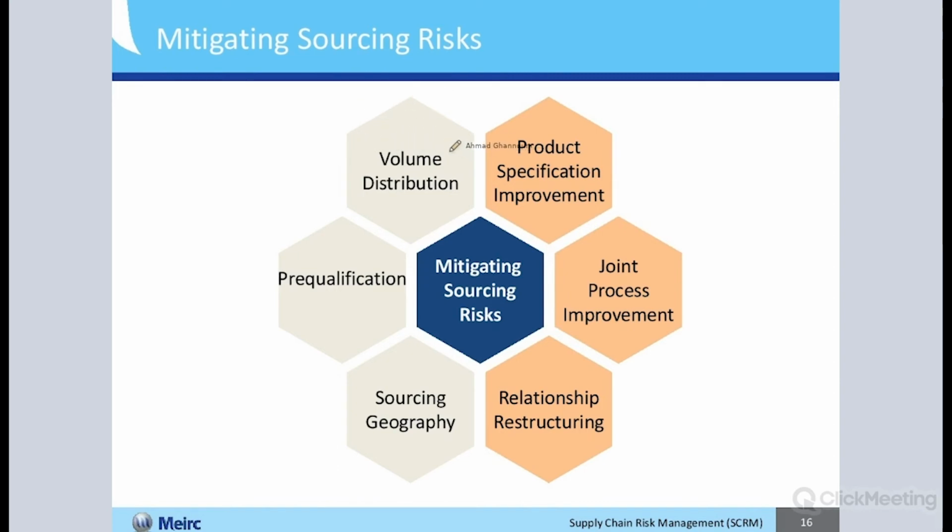The six most common ones are, first of all, volume distribution. So don't issue all your purchase orders to a single supplier. Although it would be nice to have one supplier because it's a lot less work, ideally you want to always have a second backup supplier, or a lot of people give 80% to my best supplier and 20% to the other supplier.